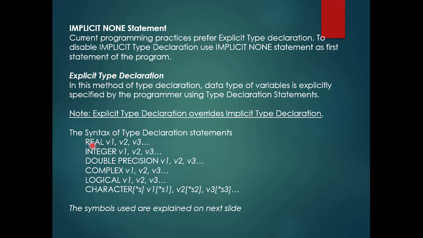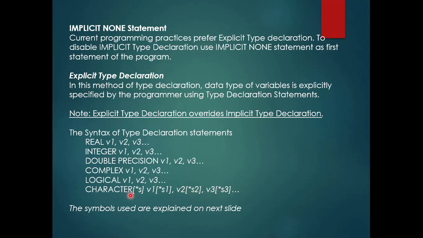So to declare it, suppose we want to declare real, integer, double precision, complex, logical, character. We already saw the program of it. So how to define it? The syntax is something like this: real v1, v2, v3, or integer v1, v2, v3. Double precision v1, v2, v3. Similarly, complex v1, v2, v3. Logical v1, v2, v3. For character we have to write in brackets star s, v1 star s1, v2 star s2, v3 star s3.